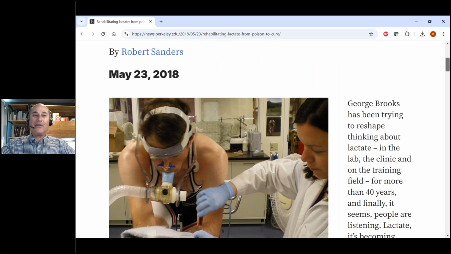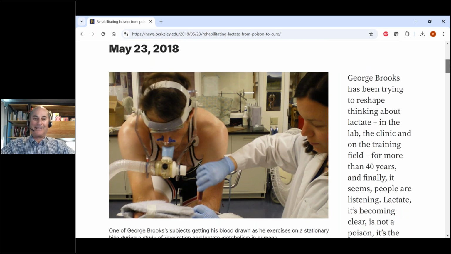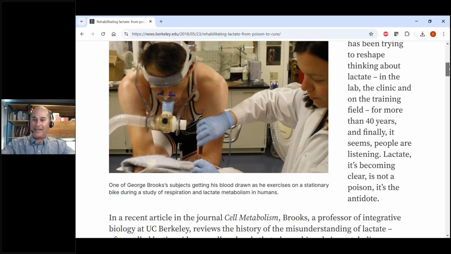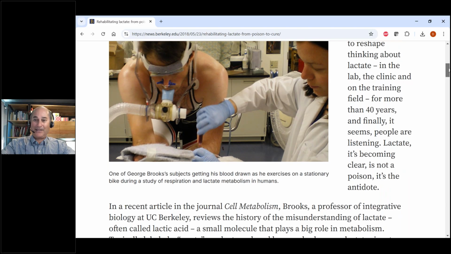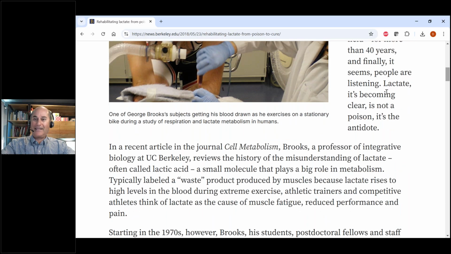And he's not like sitting around in a coffee shop talking about it. He's in the lab. He runs the famous lab. See that guy on the bike there? Like he's testing his lactate. And here it is, little quote. George Brooks has been trying to reshape thinking about lactate. Finally, it seems people are listening after 40 years. It takes a little while, right? And here we go. Lactate is becoming clear. It's not a poison. It's the antidote.